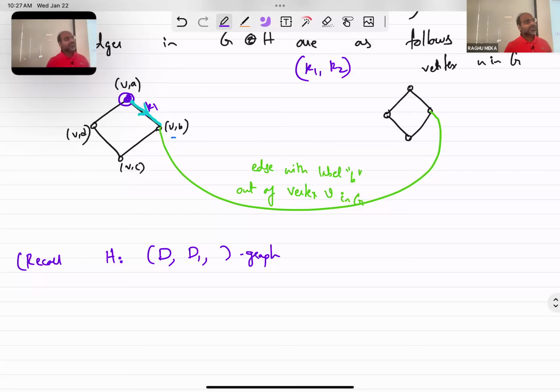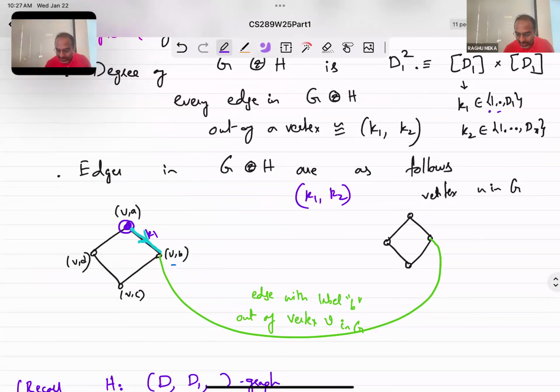K1 and K2 are numbers from 1 through D1, which is the degree of H, right? So if my degree is 1 through D1, and I say take edge number 10, it means my vertex has 10 neighbors or something, and I'm going to take that labeled edge, okay? We'll make it formal and see an example soon too. But I just want to give this picture of taking a within cloud step, a cross cloud step, and then within cloud where you landed.